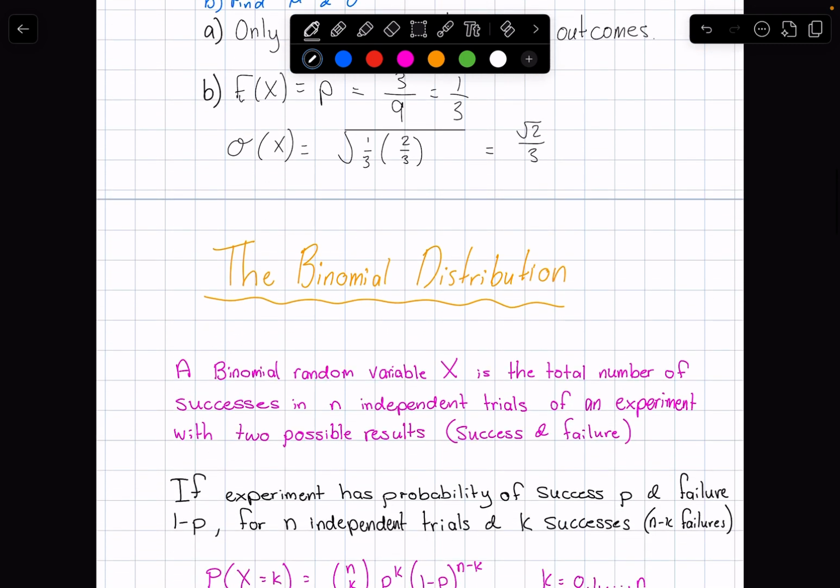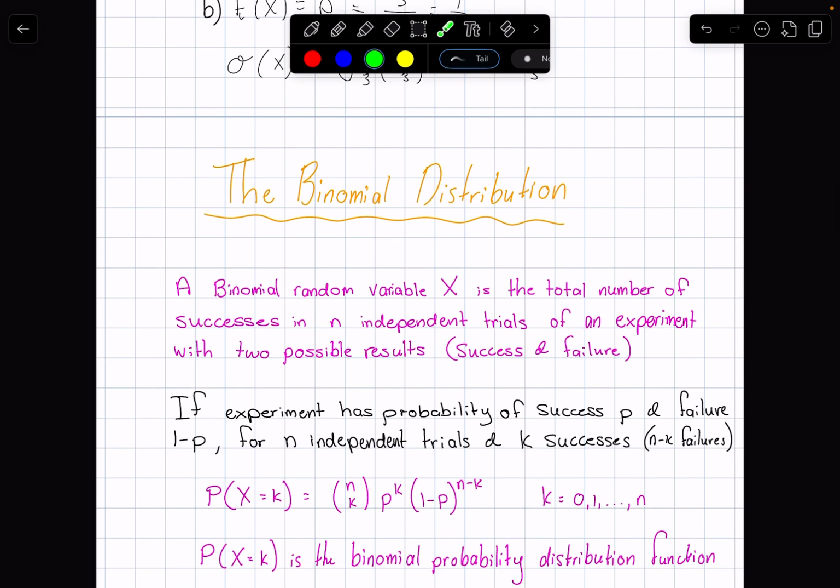binomial distribution. Now, really important for a binomial random variable x, the total number of successes in n independent trials. So that word independent is really important. One trial can't affect the probability of the next trial. And like I said, it's a repeated Bernoulli experiment. So an experiment with two possible results, a success or a failure. Now again, P is our success, 1 take P is a failure, and for n independent trials and k successes, so that means n take k failures, we can actually use our general term formula for a binomial expansion.